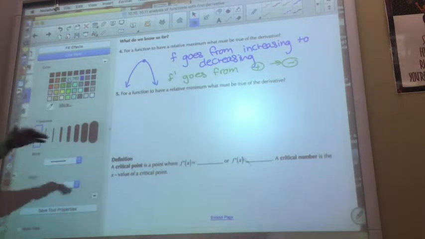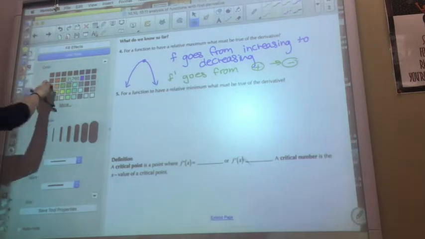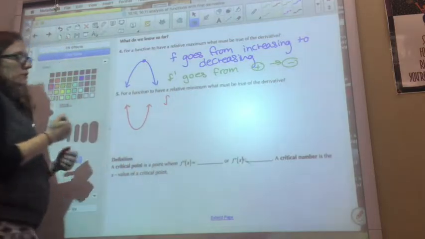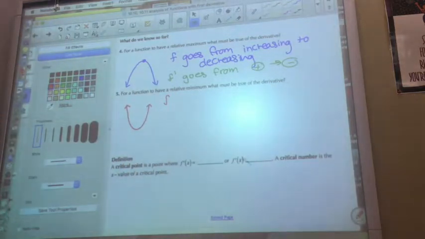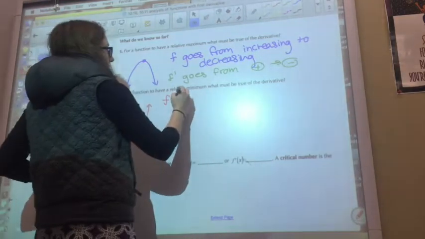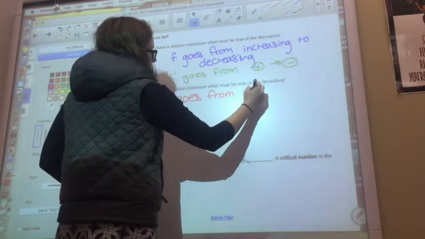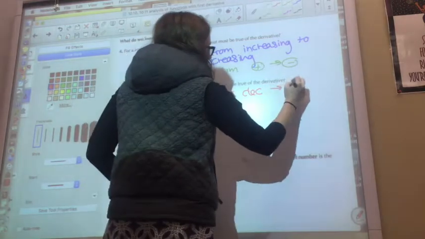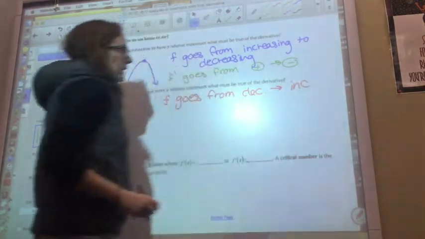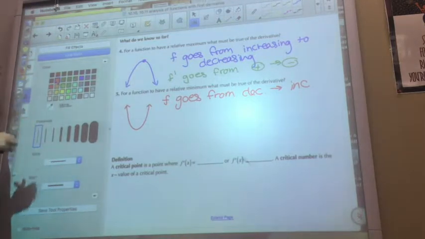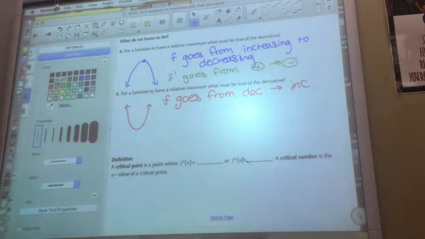So, similarly, we're going to look at a relative minimum. What is our function going to do? Go from decreasing to increasing. Okay, so f goes from decreasing to increasing. And again, I'm just going to abbreviate decreasing and increasing. And if f goes from decreasing to increasing, then what do we know about f prime? It goes negative to positive. Okay.